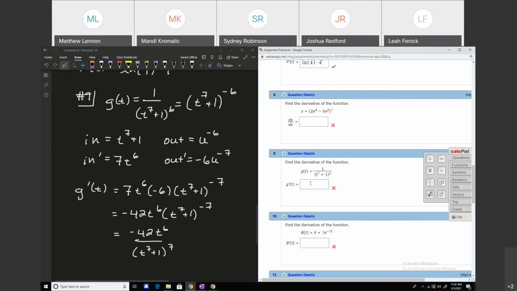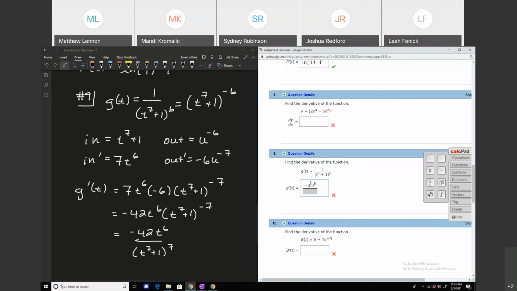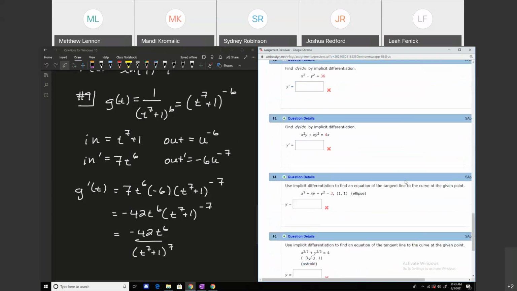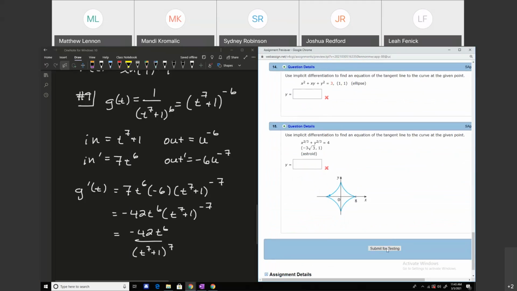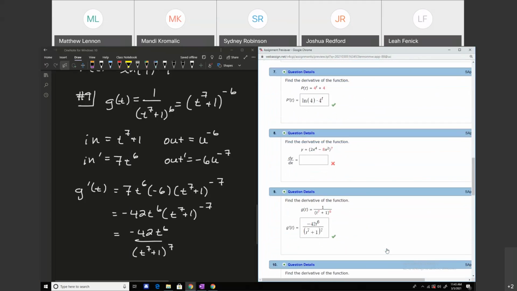So let's go ahead and type this in. Minus 42 t to the 6th. And on bottom, we have t to the 7th plus 1, again, raised to the 7th. Let's go ahead and make sure that checks out. So number 9, did we get it? Yeah, we sure did. So are there any questions for me on any of these problems?